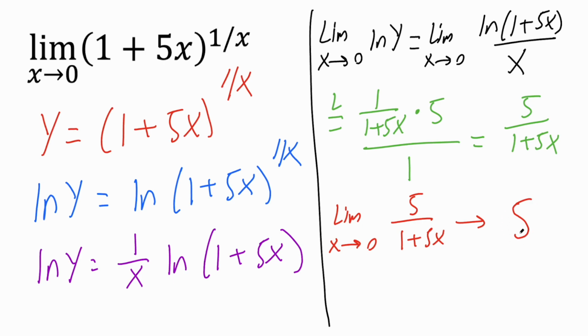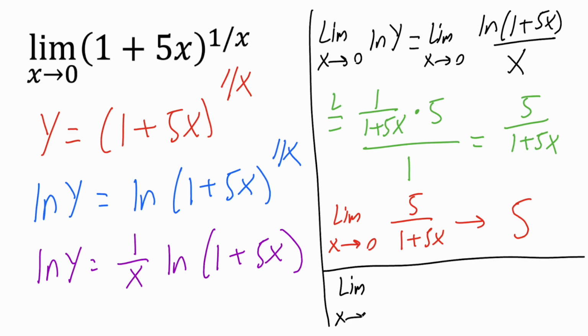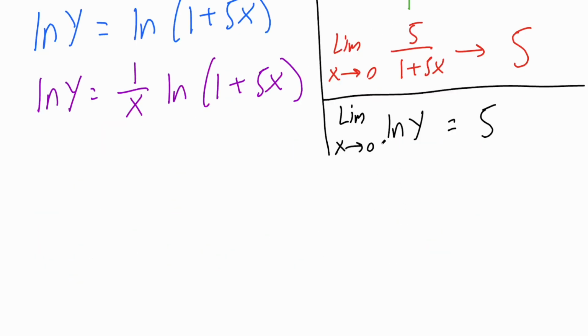Our answer isn't 5 because we have the limit as x approaches 0 for ln y. So let's rewrite this a bit. We have the limit as x approaches 0 for ln y, which is equal to 5. Now we want to get y by itself, and we can get rid of this ln if you put an e right below the l, and you put an e right here on both sides. And so finally our answer would be e raised to 5, and that's all we need to do for this problem.